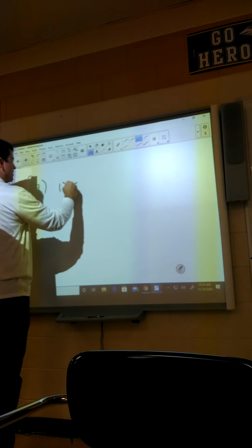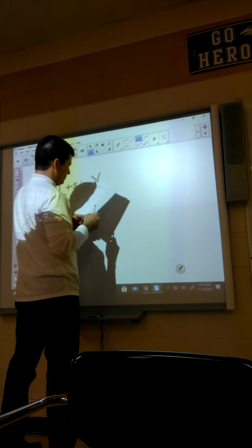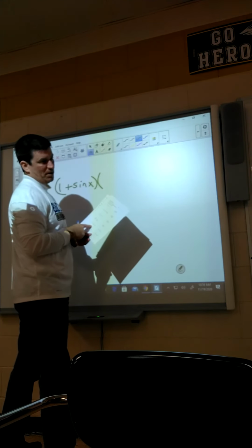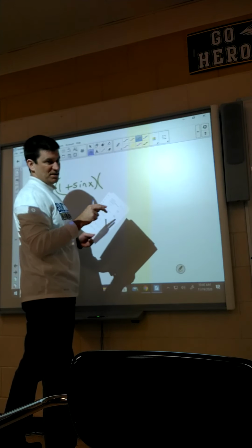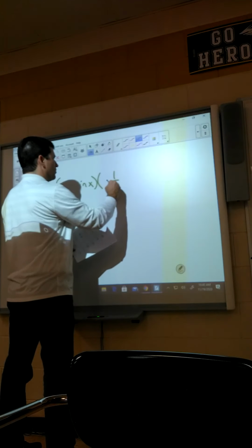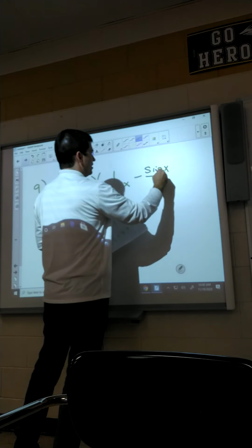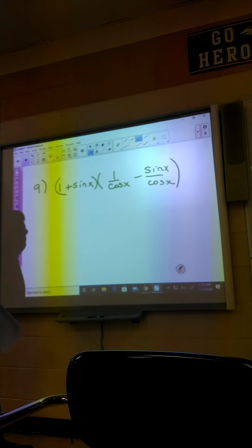9. 1 plus sine squared. Now, this problem, number 9, y'all look at it. We're going to have to pull it out. Now, I know on the last pull method, number 5, I said don't change them out. This one you want to change them out. You want to change secant to 1 over cosine, and you want to change tangent to sine over cosine. If you don't, the middle's not going to cancel out.